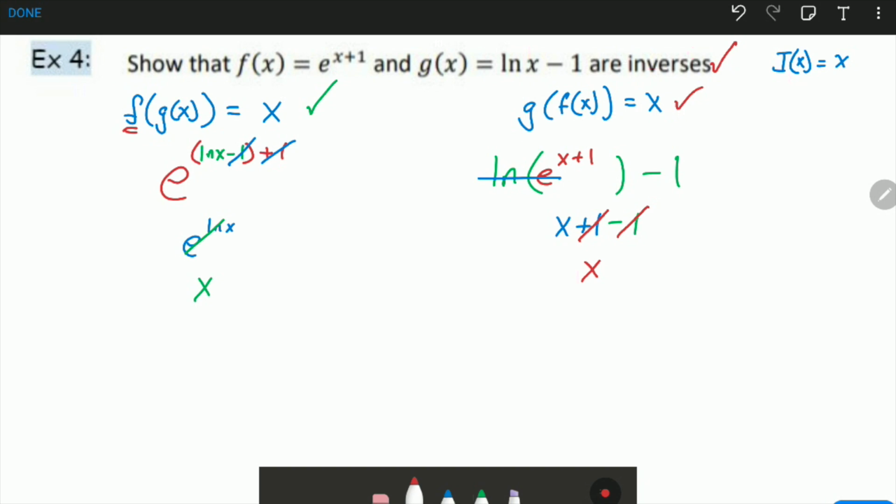Not really seeing if they were inverses, but to show it. Wow, I ran it off.